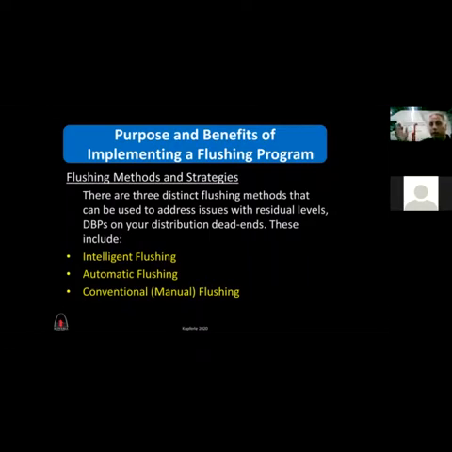And then of course you get rid of that old water before disinfection byproducts form. Conventional or manual flushing is what we've been doing for a long time, flushing fire hydrants, flushing blow-offs.